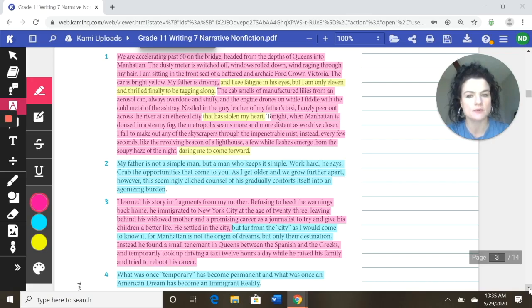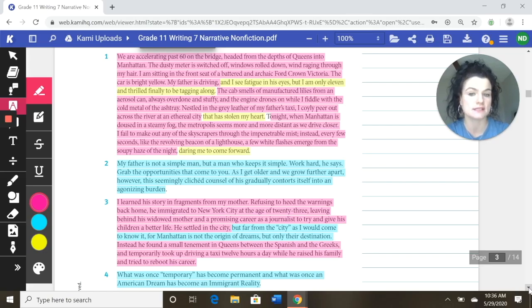My father is not a simple man, but a man who keeps it simple. Work hard, he says. Grab the opportunities that come to you. As I get older and we grow further apart, this seemingly cliched counsel of his gradually contorts itself into an agonizing burden. I learned his story in fragments from my mother. Refusing to heed the warnings back home, he immigrated to New York City at the age of 23, leaving behind his widowed mother and a promising career as a journalist to try and give his children a better life.